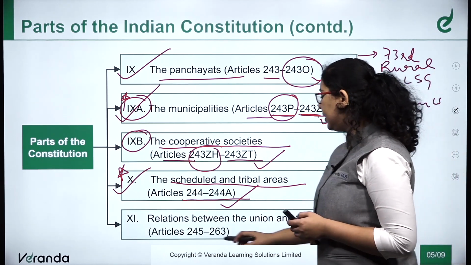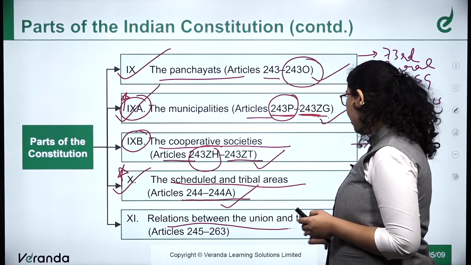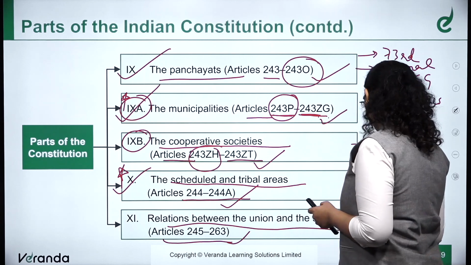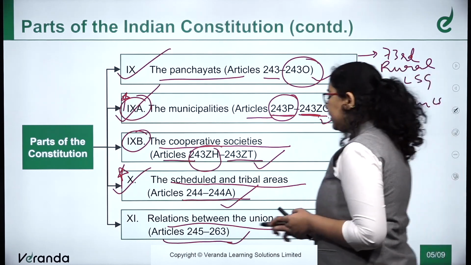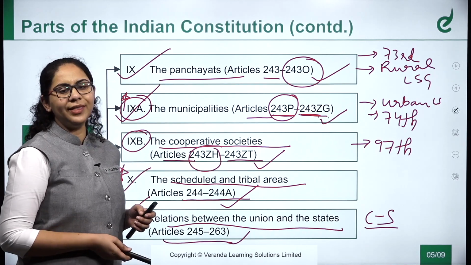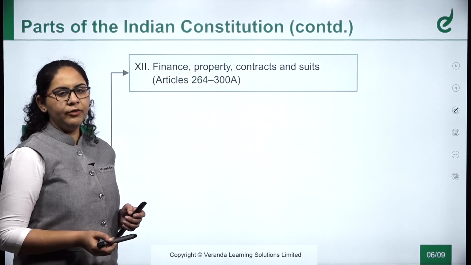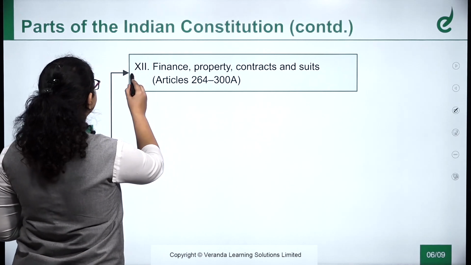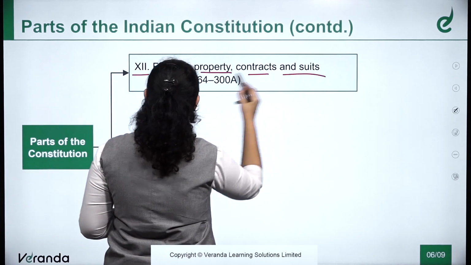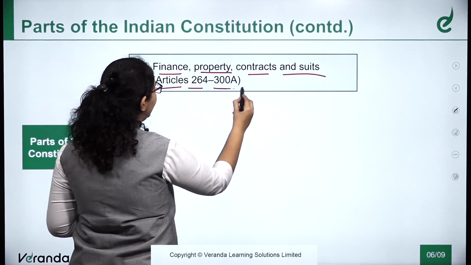Next we have part 11, relations between union and the states, articles 245 to 263, center-state relations. We'll deal with this topic in detail as well. Part 11, center-state relations, relations between the union and the states. We will move ahead. Part 12 has finance, property, contracts and suits, articles 264 to 300A.